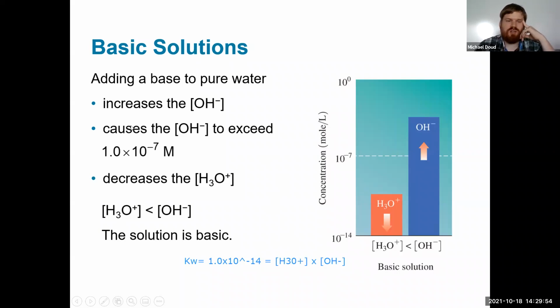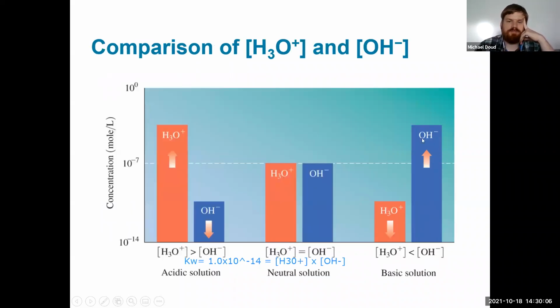So if we have the hydroxide ions greater than 1.0 times 10 to the negative 7th, then we know that's a basic solution. Similarly, we can also say, oh, the hydronium ion concentration is less than 10 to the negative 7, so it must be basic as well. So that's how it works.